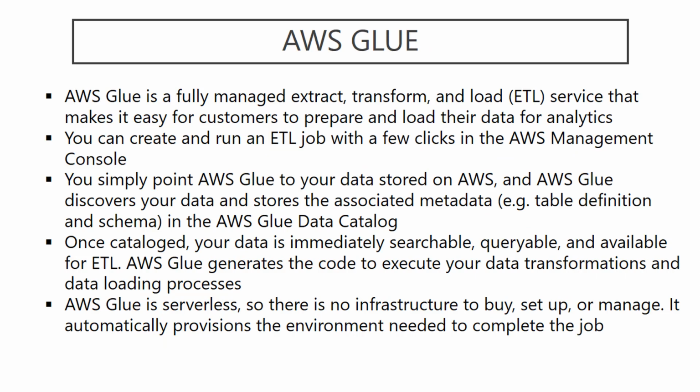AWS Glue, once again, is a fully managed ETL, extract, transform, and load service that makes it easy for customers to prepare and load their data for analytics. You can create and run, let's say, an ETL job with just a few clicks within the management console. How it works is that you simply point Glue to your data stored on AWS, let's say in S3 buckets. AWS Glue would go ahead and discover your data using crawlers and store the associated metadata, such as table definition and schema, within a catalog. Once all this data is cataloged, your data is immediately searchable, queryable, and available for ETL operations. It also generates the code to execute the data transformations and data loading process.